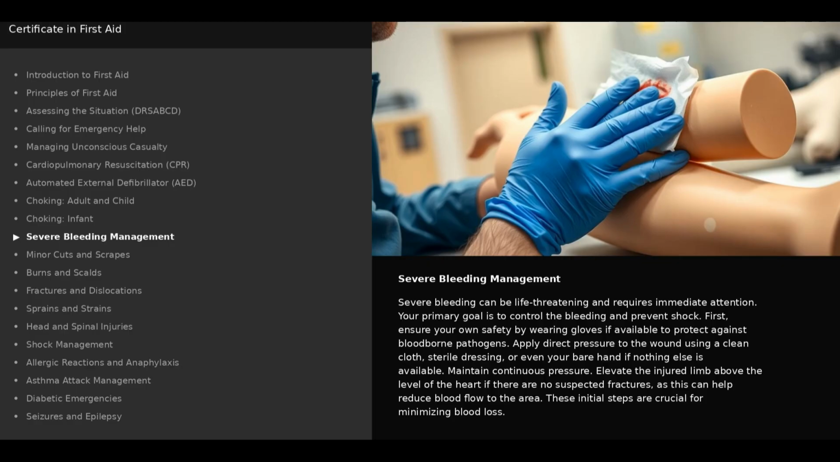First, ensure your own safety by wearing gloves if available to protect against blood-borne pathogens. Apply direct pressure to the wound using a clean cloth, sterile dressing, or even your bare hand if nothing else is available. Maintain continuous pressure. Elevate the injured limb above the level of the heart if there are no suspected fractures, as this can help reduce blood flow to the area. These initial steps are crucial for minimizing blood loss.